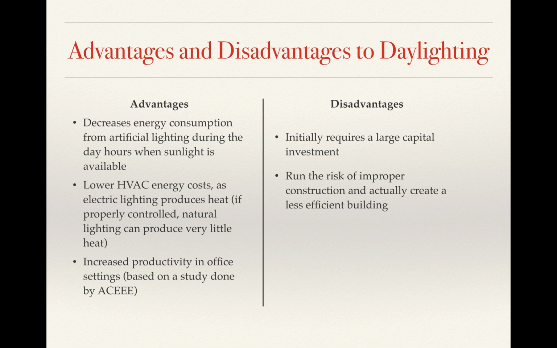Now let's look at some advantages and disadvantages. As mentioned before, an advantage to daylighting is the decrease in energy consumption. Along with this, the HVAC energy costs will also decrease as a result of properly controlled natural lighting. An increased productivity in office settings would also be a noteworthy result. A disadvantage of daylighting is the initial investment, which can be larger than any typical structure that is built. In addition to that, the owner also runs the risk of improper construction and can actually create a less efficient building. But this comes with experience in green construction. The more buildings we create, the better that companies will become at designing them with the given circumstances and location.